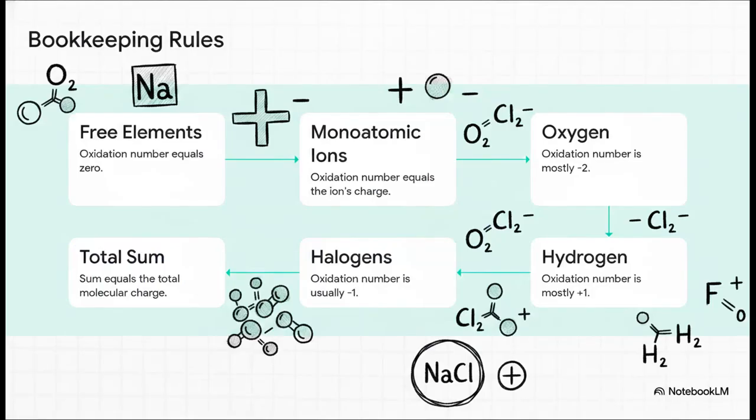So whether you're analyzing simple table salt or some wildly complex polyatomic ion, you absolutely must follow these 6 golden steps to balance the accounting ledger. Rule 1. Free elements, like pure oxygen or solid sodium, always equal 0. Rule 2. Monoatomic ions just equal their charge. Rule 3. Oxygen is almost always -2, except in peroxides. Rule 4. Hydrogen is +1, except when it's hanging out with metals. Rule 5. Halogens are usually -1. And Rule 6, your ultimate audit. The sum of all oxidation numbers has to perfectly equal the total molecular or ionic charge.